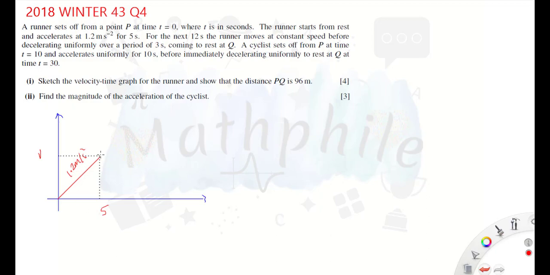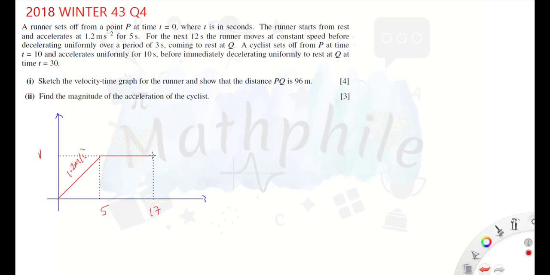Then they said for the next 12 seconds the runner moves at a constant speed, so a straight line to 17. Okay, so 17 seconds. Then before decelerating uniformly for a period.